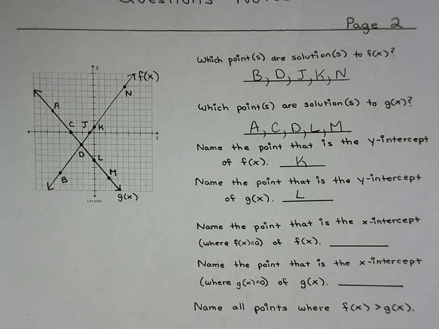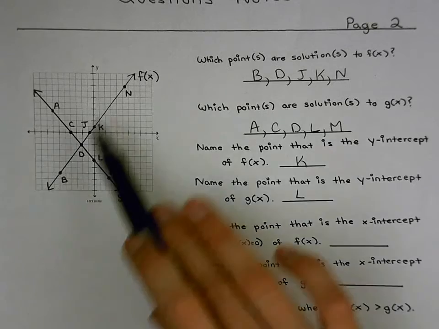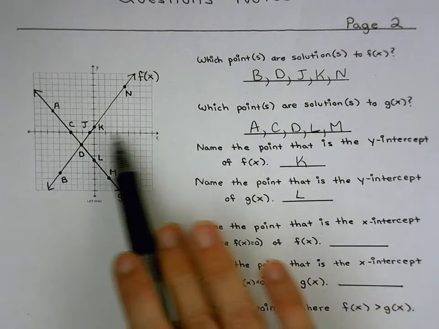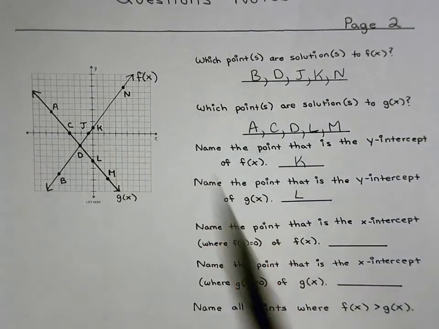Okay. Next one, name the point that is the x-intercept, or where y or f of x equals 0, of f of x. Name the x-intercept of f of x. Go ahead and try this one. Okay, if it's an x-intercept, it's got to touch the x-axis. So here's f of x, here's the x-axis. They touch here at j.